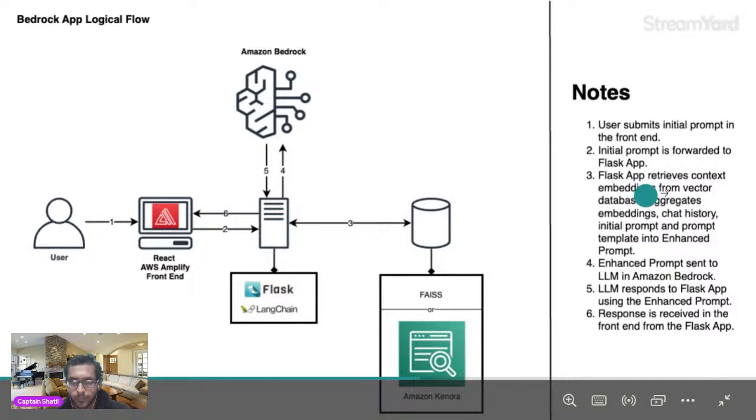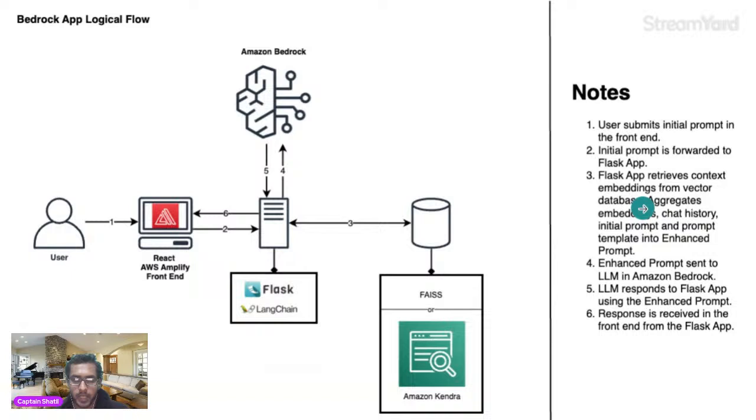Now, what the Flask app does is retrieve context embeddings from the vector database. So what is a vector database? Let's say if anyone has tried Bing Chat, you'll see that there is a token limit on every chat. You can only put in a certain number of words before it runs out, like 4,000 words or something like that. Now, how do we solve that problem? Because what if I have a 10-page PDF to upload? It's going to take a lot of time.